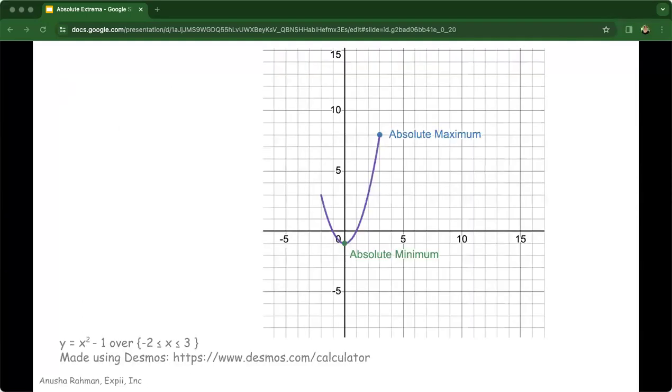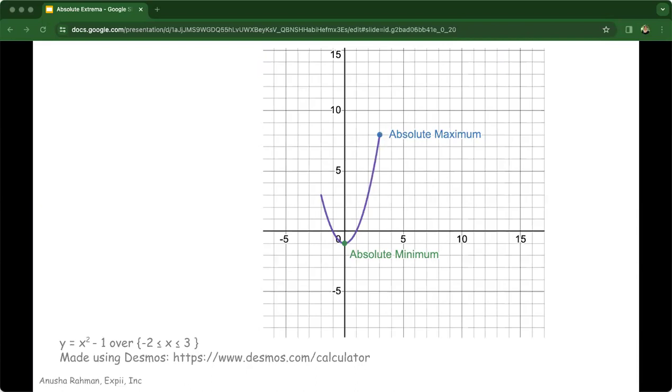In this first example, I have graphed the function y equals x squared minus 1 for you. We will look at this graph over the interval of x from -2 to 3. We are only looking at this function within the interval so we can find a numerical value for the absolute extrema. Remember that without the interval, the range of y equals x squared minus 1 would go on until positive infinity.